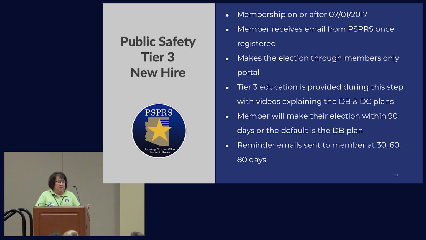Now, if they don't make an election, it will default to defined benefit plan, but you still want to give them that opportunity. So be careful with their email address and let them know that they're going to get these reminder emails throughout the course of that 90 days. And then find out, if you can, if that's a possibility, make sure that member does get that email initially, or at least one of the reminders, so that they can go ahead and make that choice.